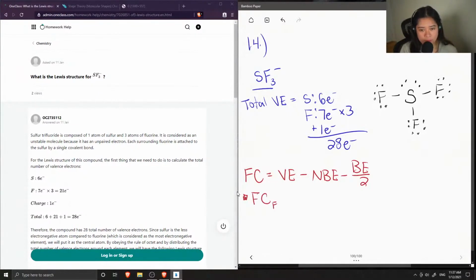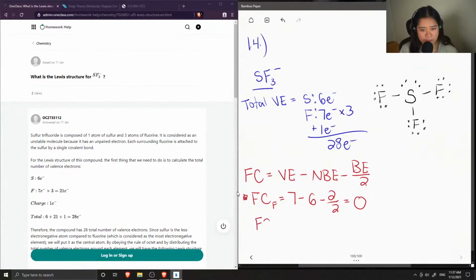For one of the fluorine atoms, since they're all the same, each fluorine atom has 7 valence electrons. All of them have 6 non-bonding electrons. And they're all single bonded, so we have 2 bonding electrons divided by 2. So 7 minus 6 minus 1 is 0. So all of the fluorines don't have a charge.